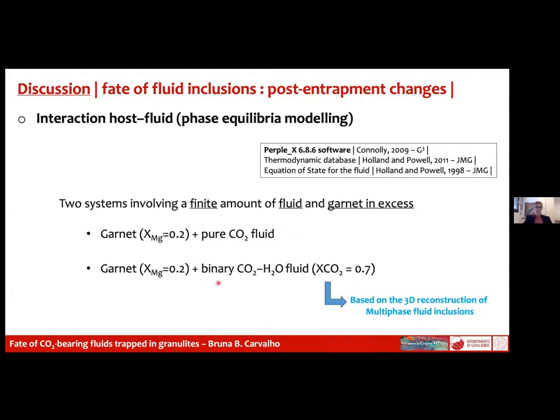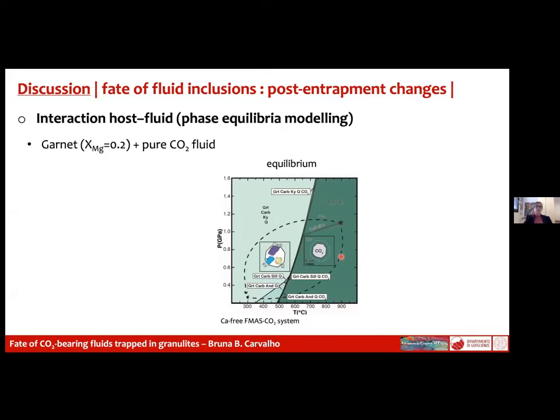And the second system with a binary fluid with the XCO2 that we obtained for the inclusions in the Ivrea samples. So in the first system, we see that a pure CO2 fluid after entrapment, here represented by the star, this fluid and the host will start to react, the fluid will lose its density to form carbonate, kyanite, and quartz. We have not observed kyanite, but we have observed corundum and quartz, which is the metastable counterpart of aluminosilicates.